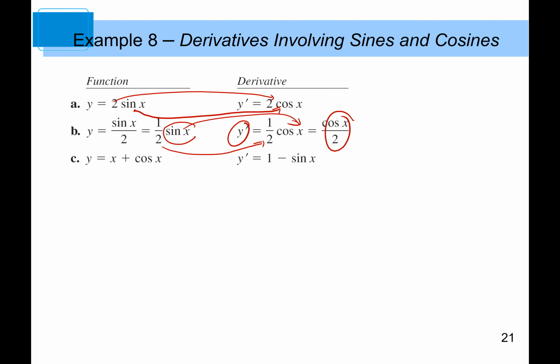And the very last one, see y equals x plus cosine x. Derivative of x becomes 1. Derivative of cosine x becomes negative sine x. Okay.